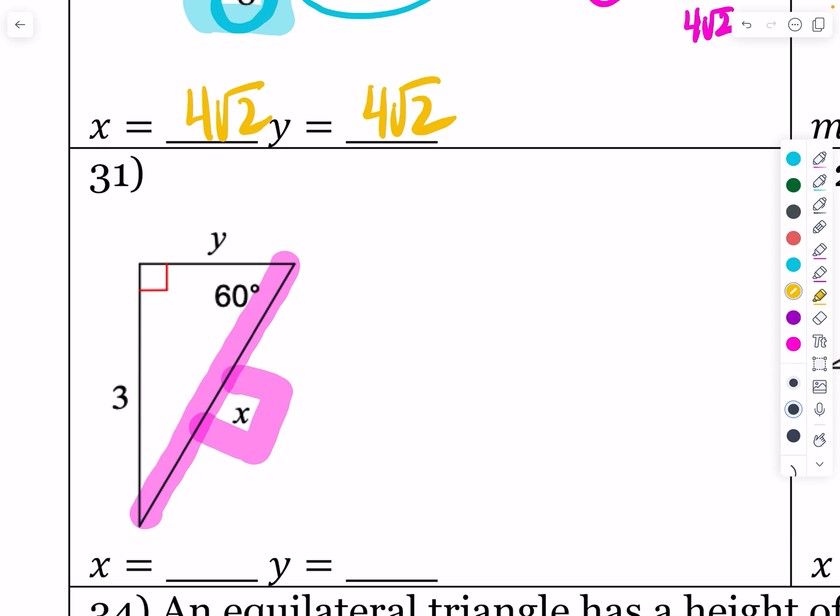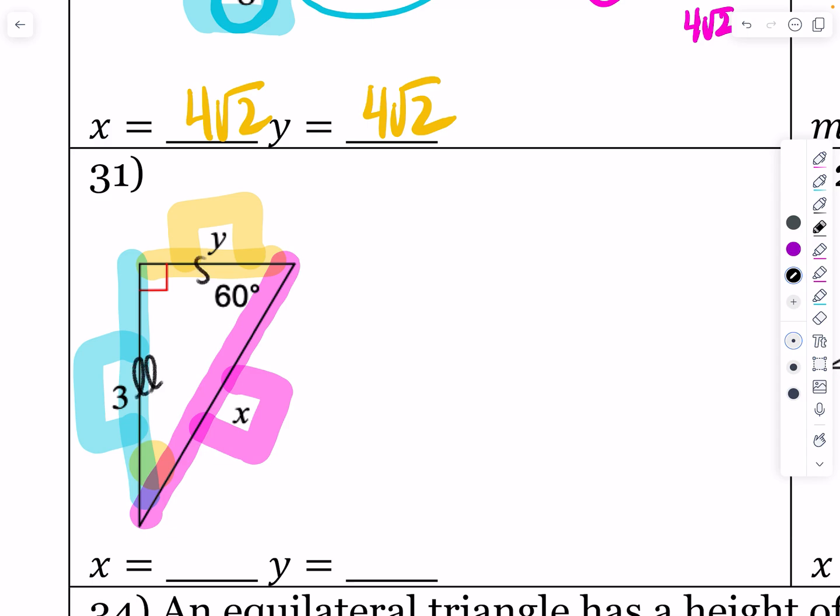Here is our short leg, it's a 30, 60, 90 triangle. There's the 30. And then here is our long leg. It's given, it's 3. So to go from our long leg to our short leg, we are going to divide by the square root of 3. So that's 3 over root 3.